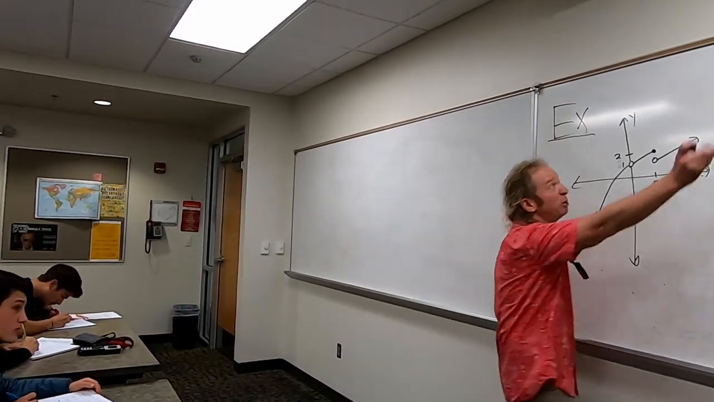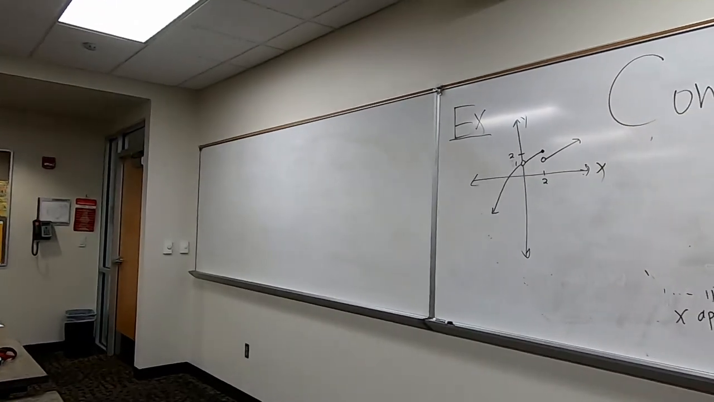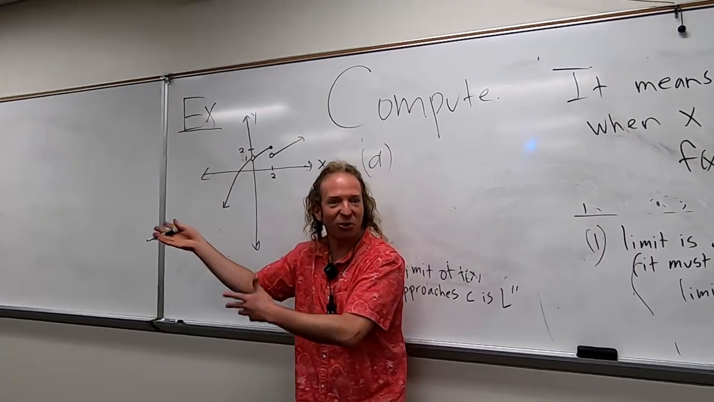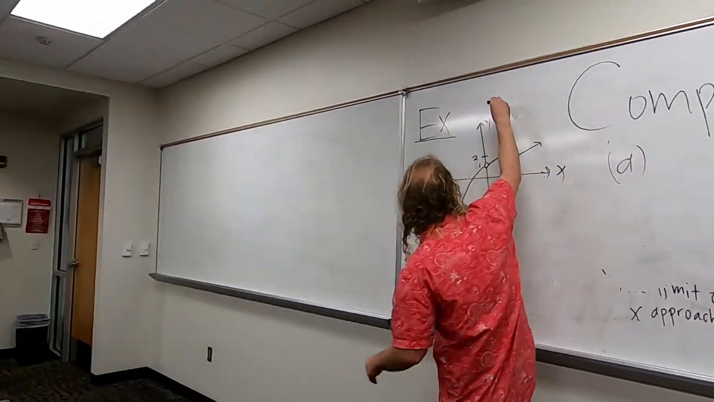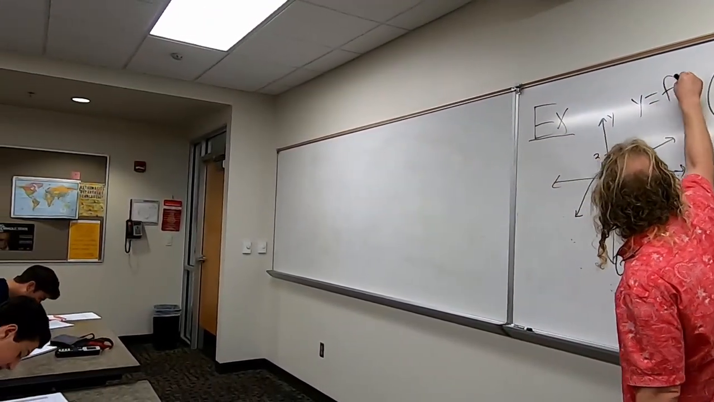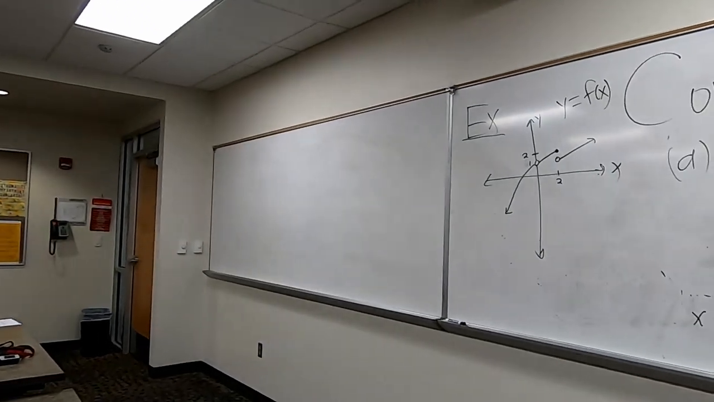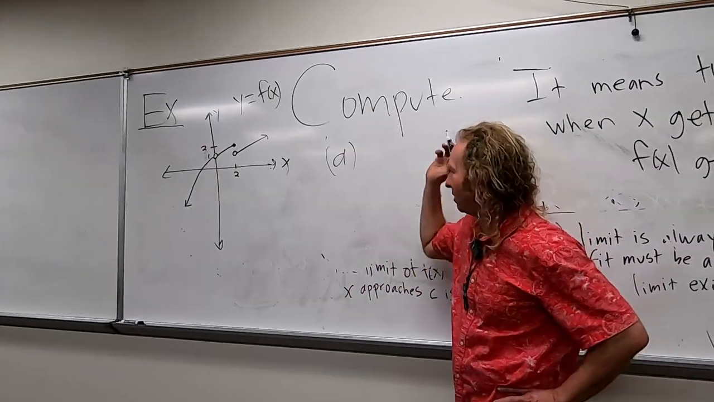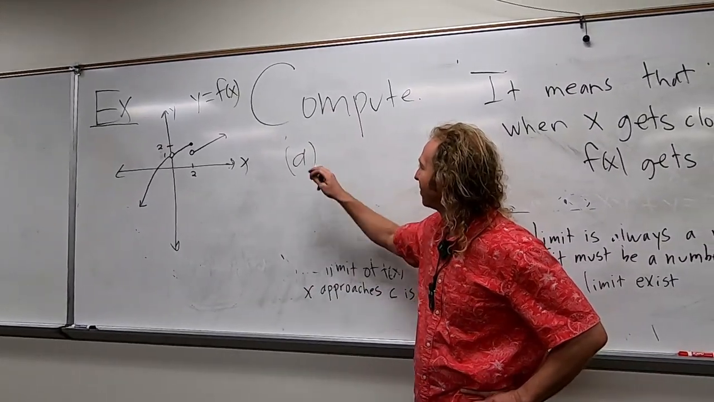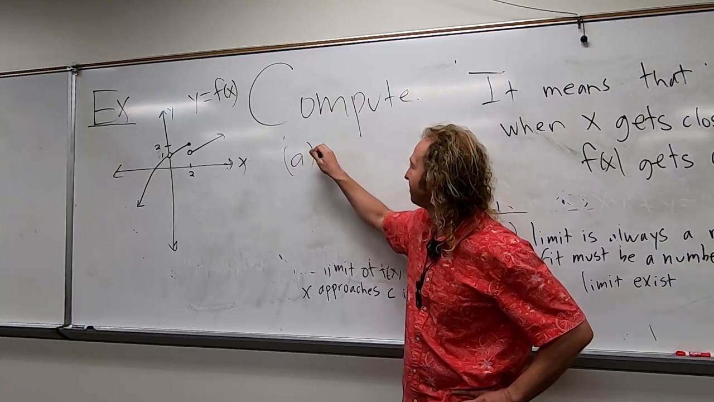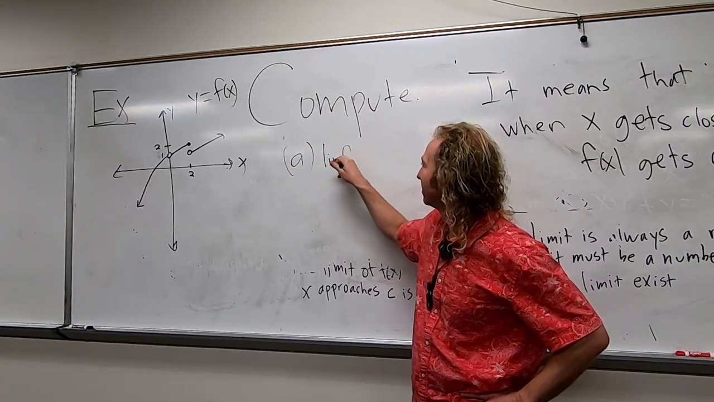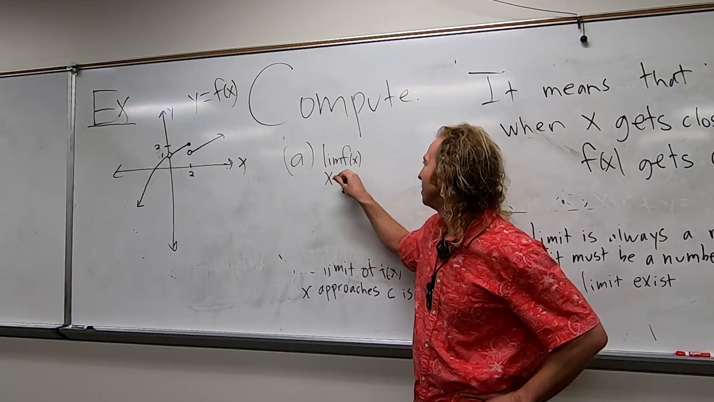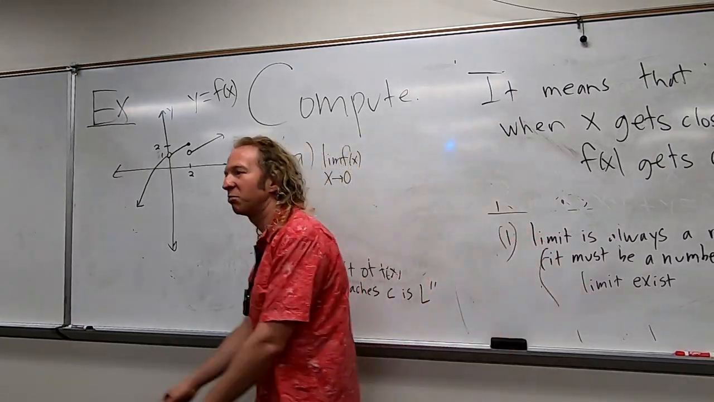All right, so A, compute. Oh, and this is the graph of f of x, right? So y equals f of x. I'll put that here somewhere just to make it look official. All right. So we're going to use some new notation, but not yet. So first, let's compute the limit of f of x as x approaches 0.